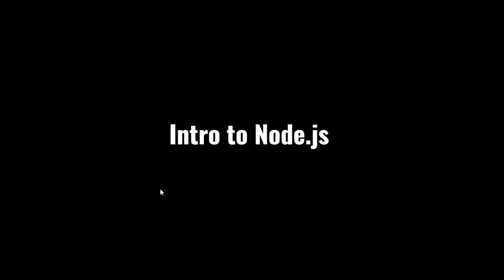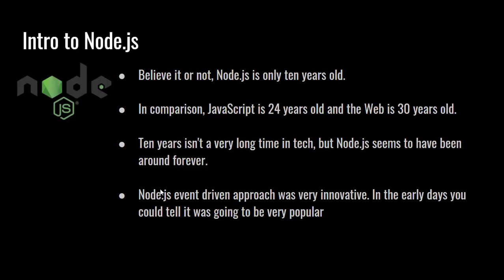So, intro to Node.js. We talked a bit about it, and we're going to get into a lot of the features of it, but we're just going to give a little overview of it and some history on it. So believe it or not, Node.js is 10 years old, so it's been around for a while, but it seems new still. It's still newer in that broad range of server technologies. In comparison, though, JavaScript is 24 years old, and the web is 30 years old. Wow.